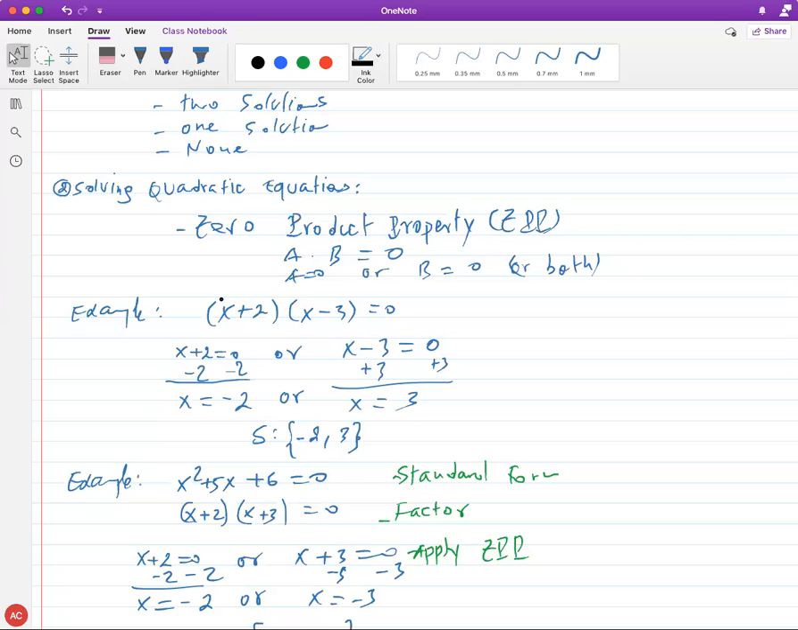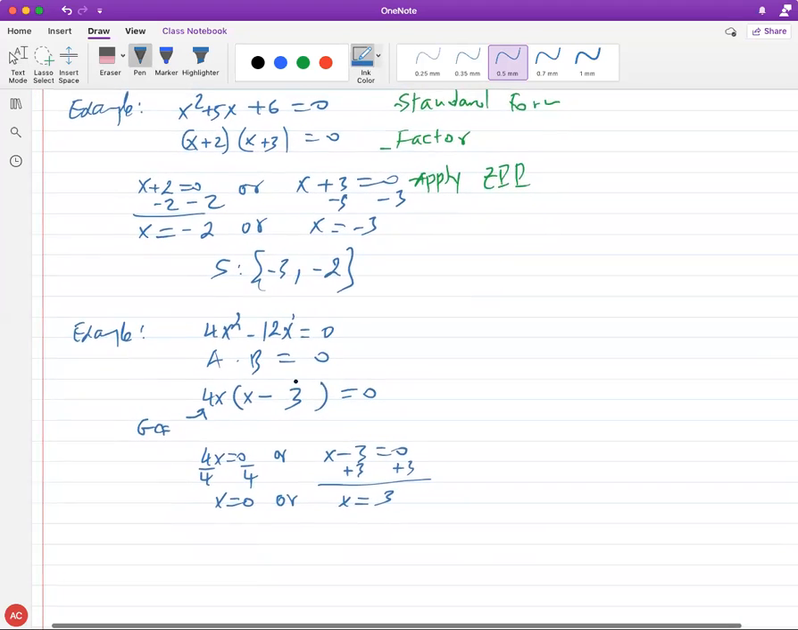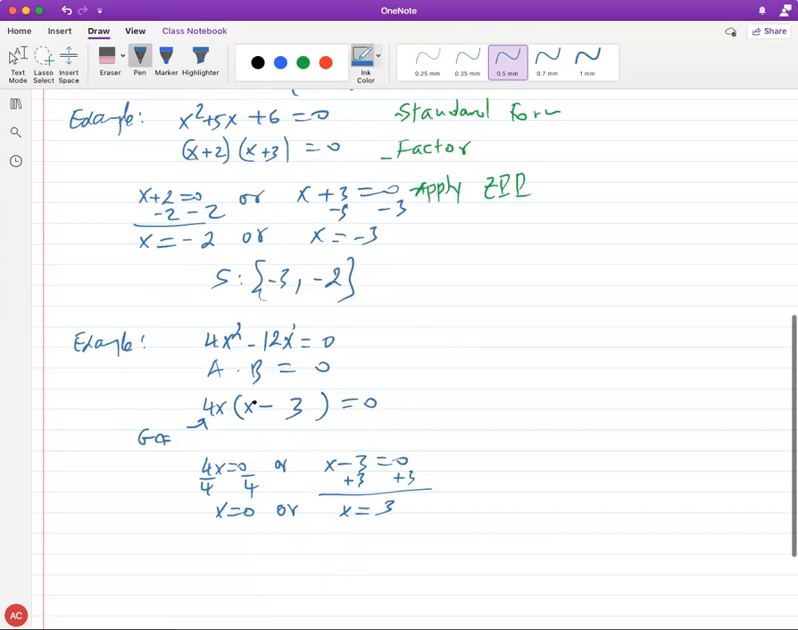So with zero in that last answer, it counts as a solution. So it would be S, and then you open the brackets: 0, comma 3. Yeah, you can do that too. You can put the solutions here.